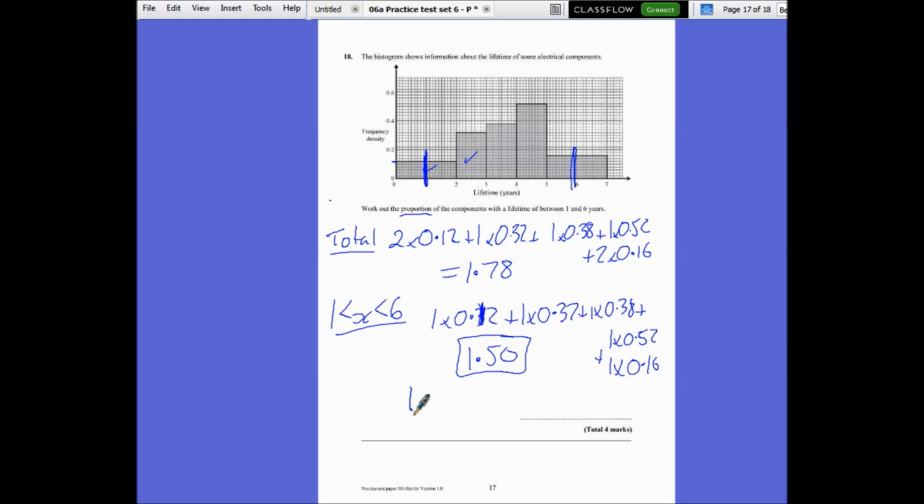So the proportion would be 1.5 divided by 1.78. If you put that in your calculator, you get 0.84 or 84%.